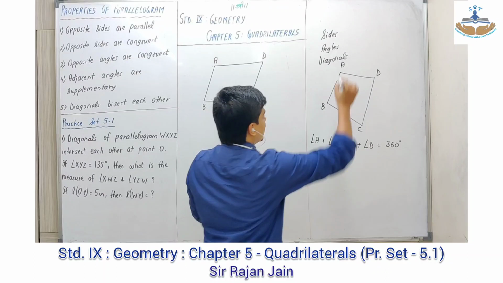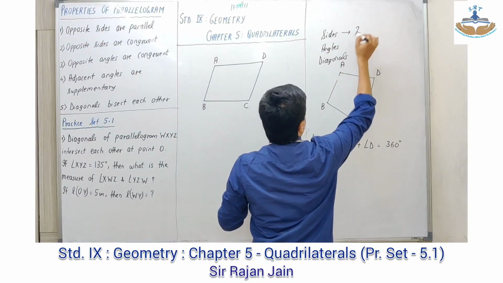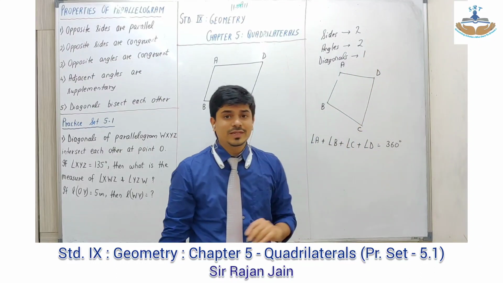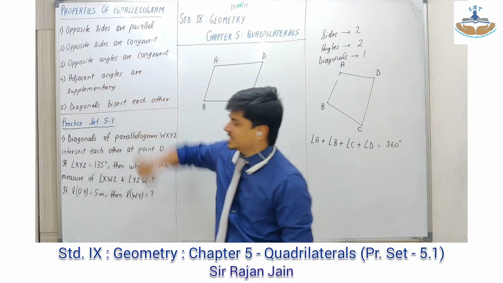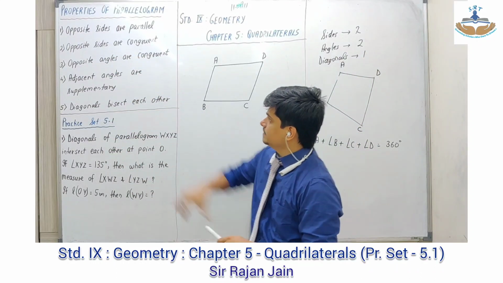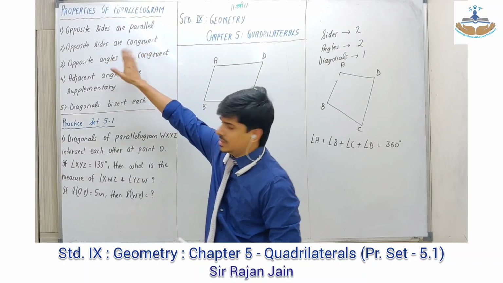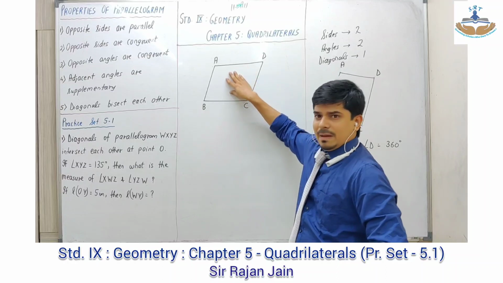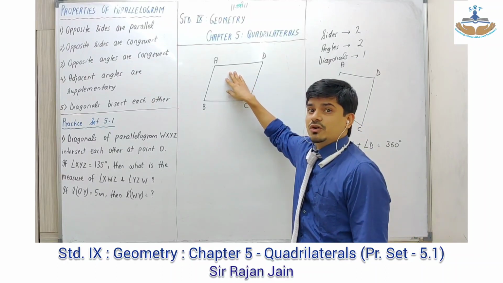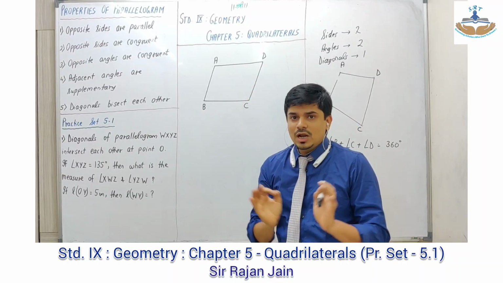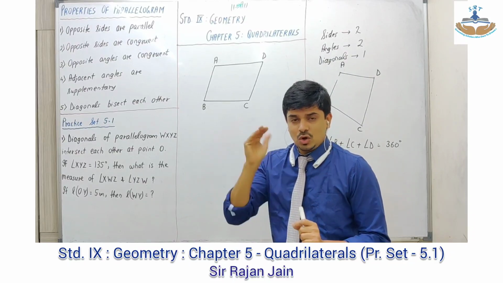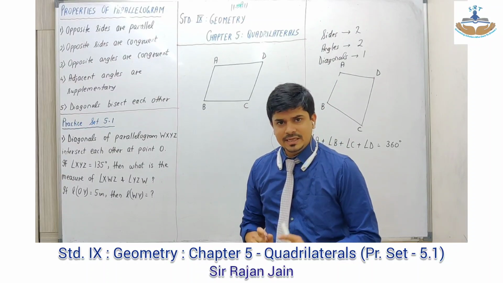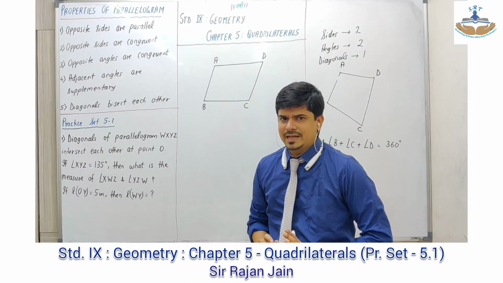Clear? Now for a parallelogram, there are 2 properties of sides, 2 properties of angles, and 1 property of diagonal. Which are those 5 properties? Look here, I have written it over here. Opposite sides are parallel. Okay, now before I go to the properties, one thing, this is a parallelogram. What is the definition of parallelogram? A parallelogram is a quadrilateral in which opposite sides are parallel. If both the pairs of opposite sides are parallel, then the quadrilateral is called a parallelogram.